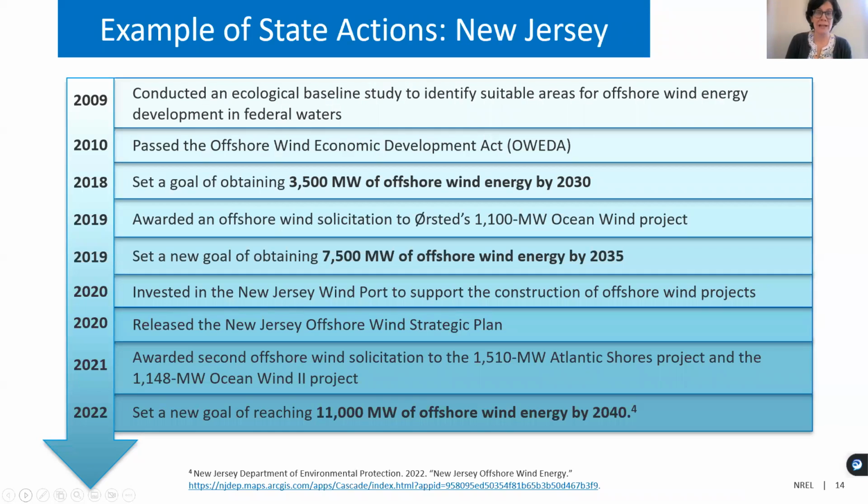This is just a really quick example. Obviously, the state process is going to vary across the nation. This is an example of the more than decades worth of efforts in New Jersey, a state that has been continuously increasing their offshore wind deployment goals over the years and has issued 2 solicitations that were supported through other actions that the state has taken with the legislature and also through investing in ports.